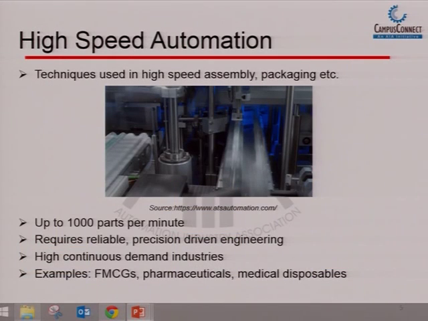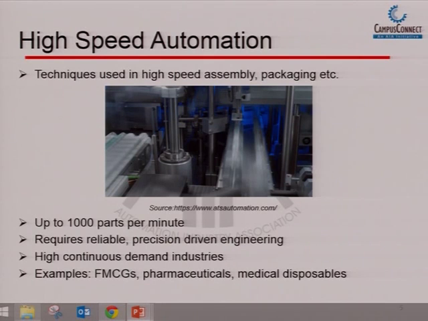Now, when you talk of high-speed automation, this is something that is done at close to less than 1 second, or close to 1 second, where you need very high speed in assembly, in packaging. You may not even be able to observe it. So what is very important in high speed automation? It can do up to 1,000 parts per minute, as has been proved.